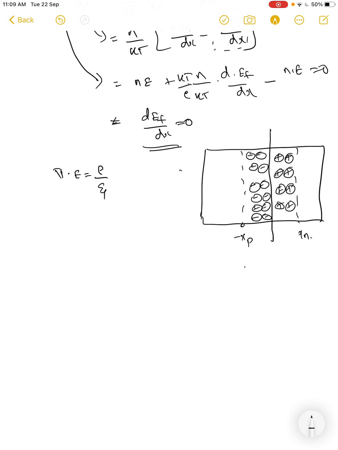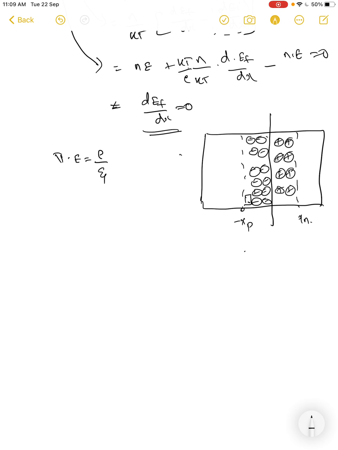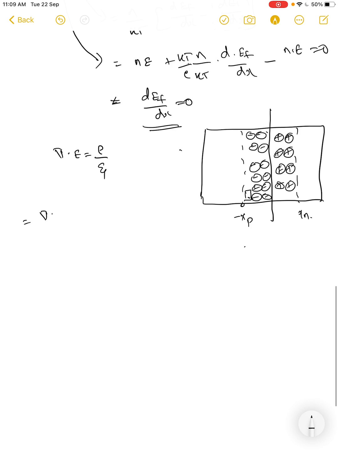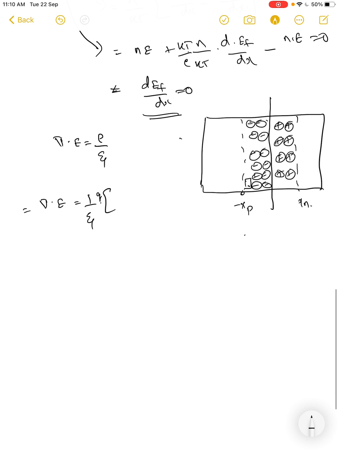To find the electric field at some point, let us say here, I take a box and then find what is the charge density in this box. Del dot E again is 1 by epsilon. The charge density can be written as Q into, so you have some number of holes, some number of electrons, charged donors which are positive, and charged acceptors which are negative. These are all the possible charges present in this region.